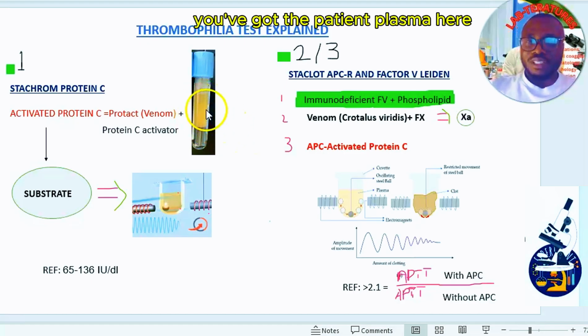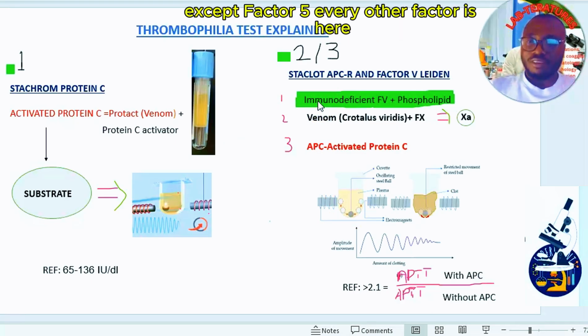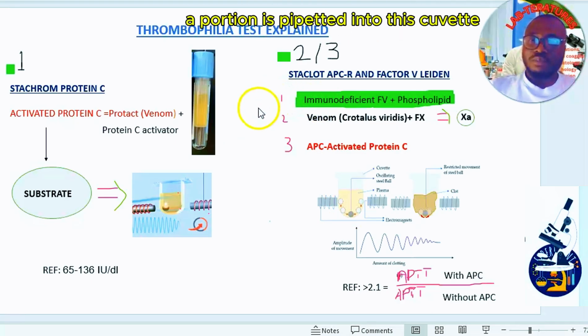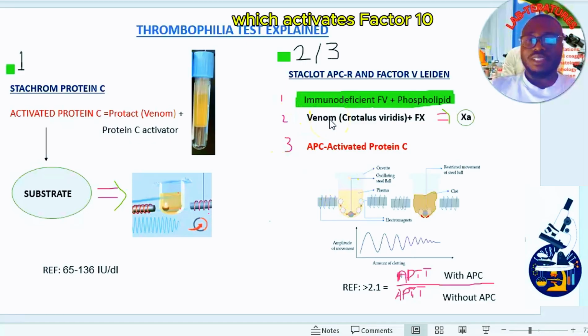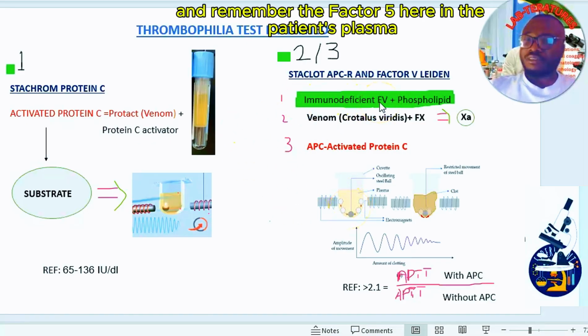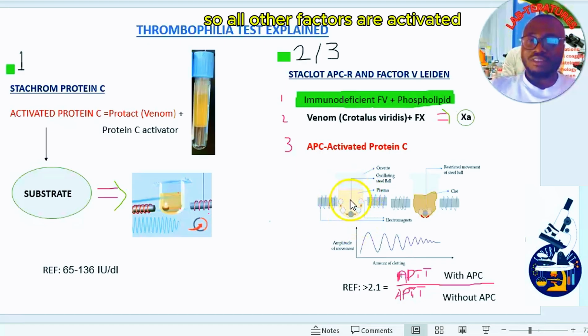We've got the patient plasma here. A portion is taken into this cuvette, and we've got the immunodeficient factor except factor 5. Every other factor is here. A portion is pipetted into this cuvette. Now when this cuvette is incubated with a venom which activates factor 10, it means the factor 10 here is activated. And remember, the factor 5 here in the patient's plasma with all other factors are also activated. So all other factors are activated.